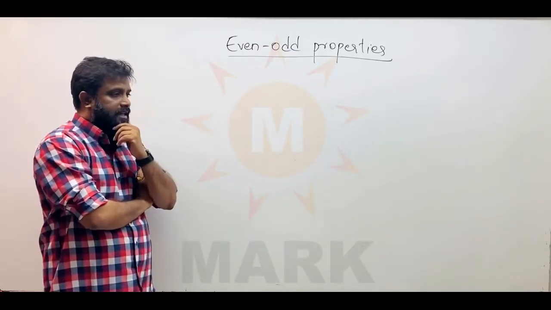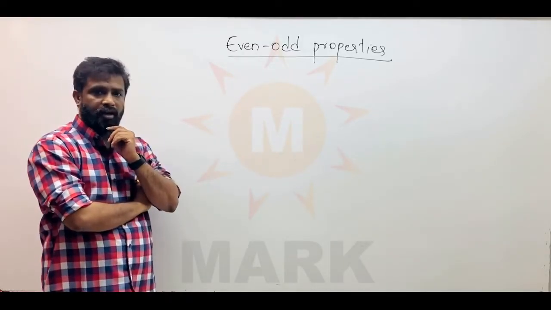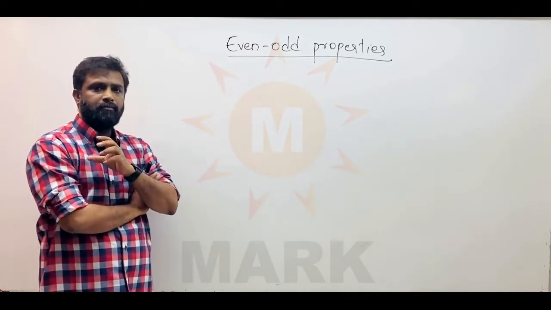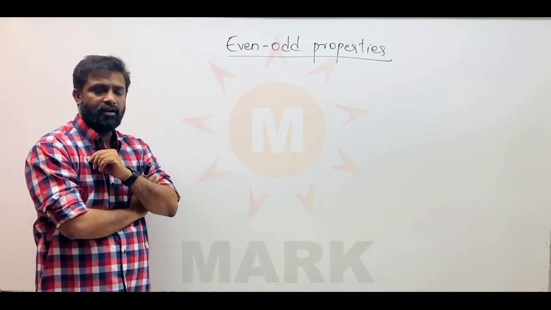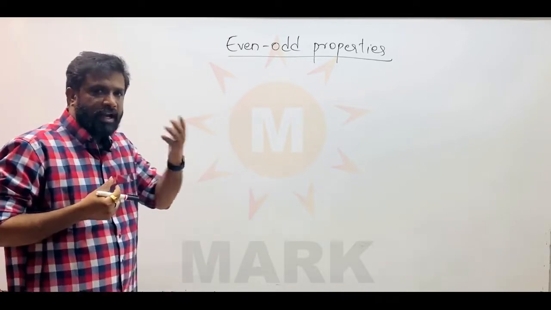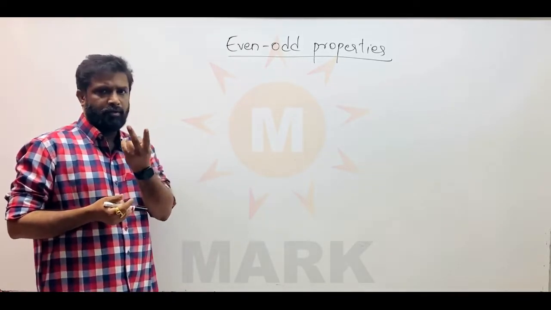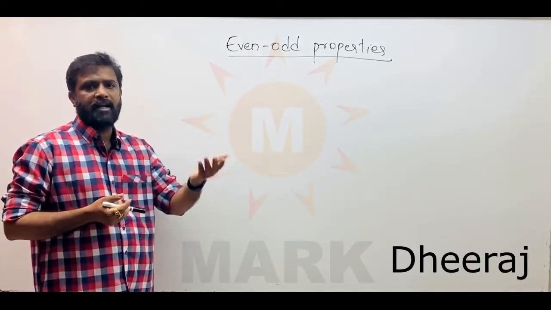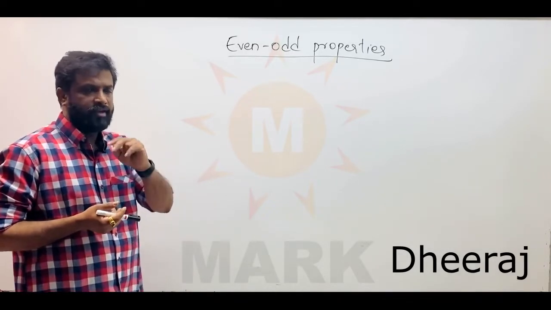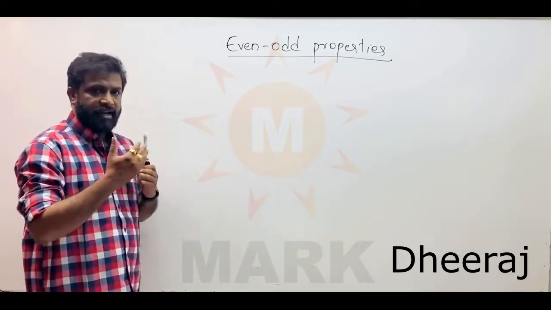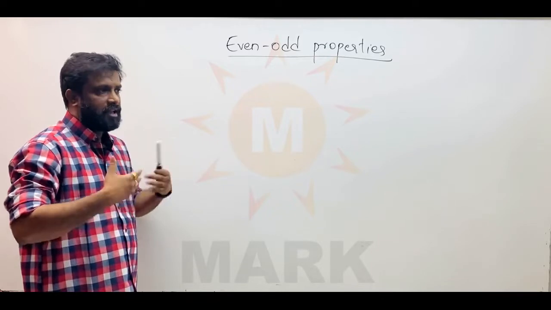Friends, before entering the problems based on even and odd numbers, let us have a look at some basic properties regarding even and odd numbers. So first I will go to addition and subtraction. At least I will take two numbers, because for addition or subtraction or multiplication at least we need two numbers. So first I will take addition and subtraction, we will see the results, and then we will go to multiplication.